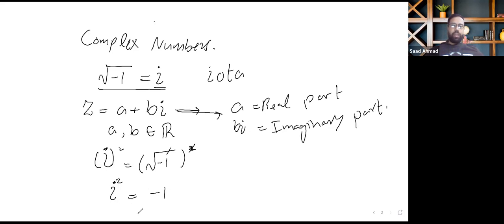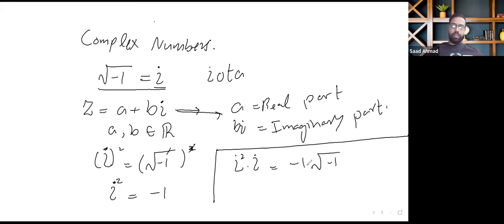Now if I again multiply i squared by i, that will be -1 times i. So i times i squared is i cubed, and -1 times anything is just minus that thing, which equals -i. So i cubed equals -i.